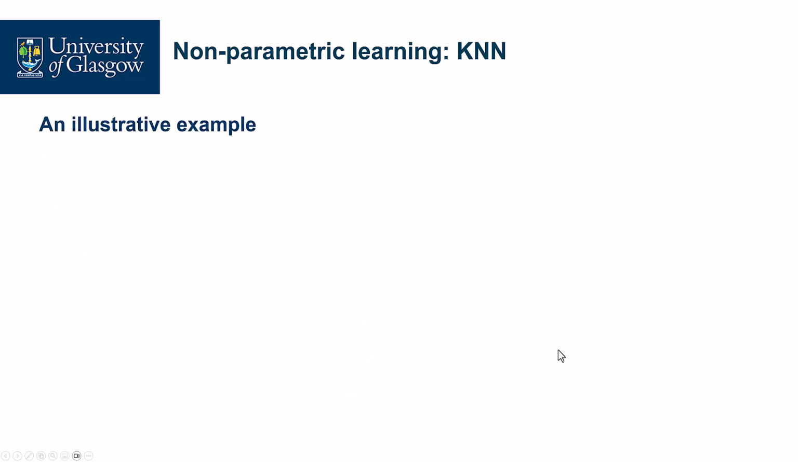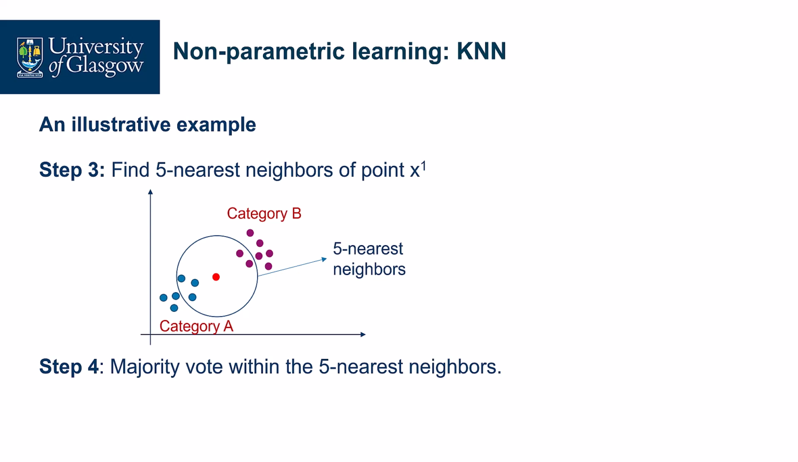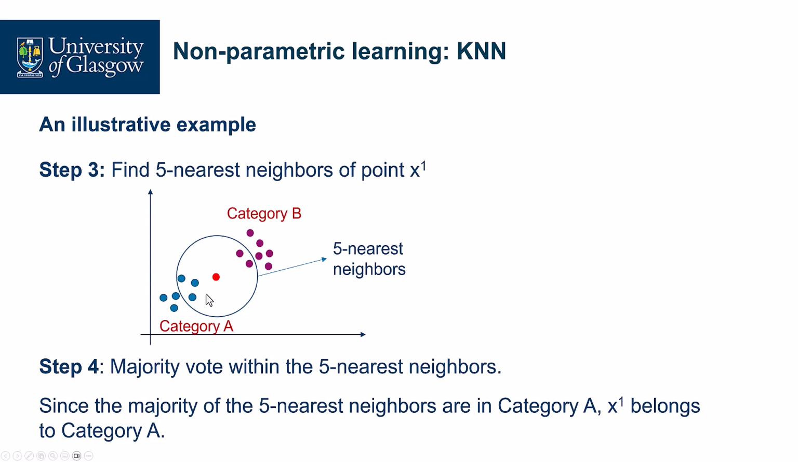Then step 3. Now we have all the distances, and we want to find the 5 nearest neighbors of X1. We can see X1 is here. What are the 5 nearest neighbors? Here. These are the 5 nearest neighbors. Then step 4, majority vote. Which category does it belong to? There are 3 votes for category A and 2 votes for category B. So the conclusion is that X1 belongs to category A. This is a quite straightforward process, and we get the conclusion that this point X1 belongs to category A.